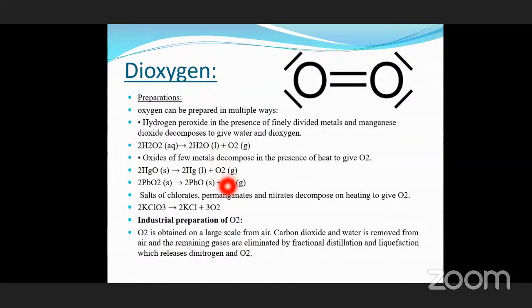That means by following all these reactions, we observe that they release oxygen. And one more thing, KClO3. By using KClO3, oxygen molecules are also released. Thus, we can prepare dioxygen from the following equations. Then another method, by using industrial companies, we can prepare dioxygen molecules also.